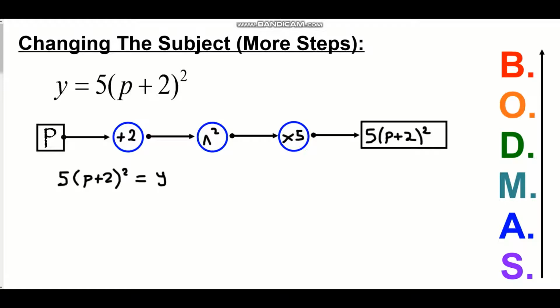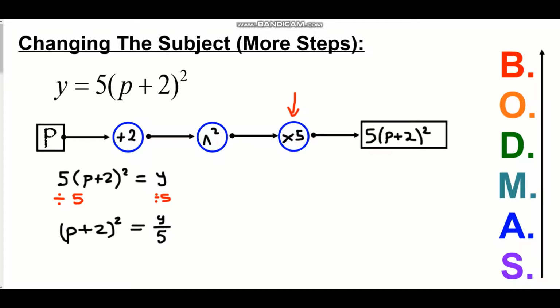Okay, so the first thing we need to undo in terms of changing the subject of this equation is a multiply by 5. So we're going to use our inverse operation of multiply, which is divide. We're going to divide the whole left-hand side of the equation by 5, and we're going to divide the whole right-hand side of the equation by 5. That gives us an answer of p plus 2 in brackets squared is equal to y divided by 5.